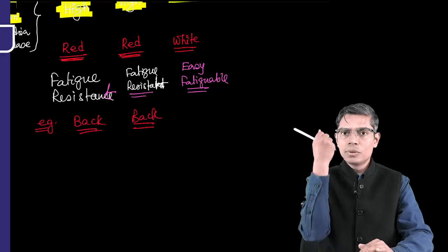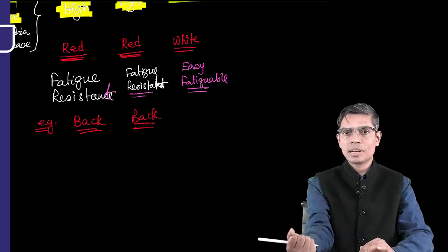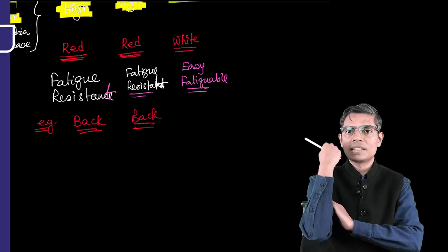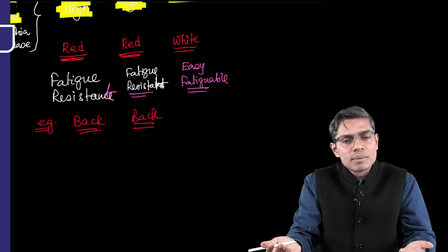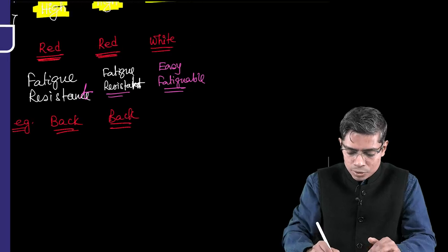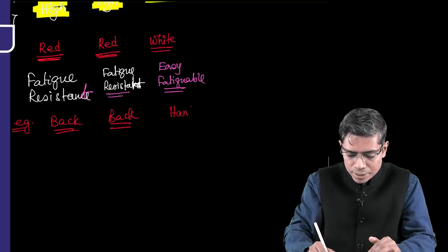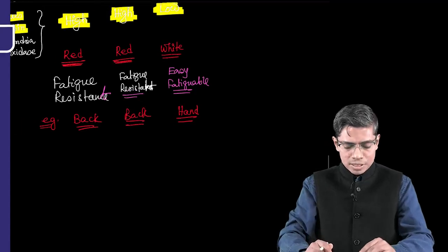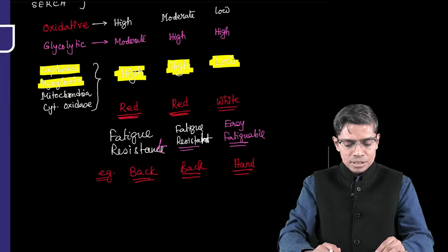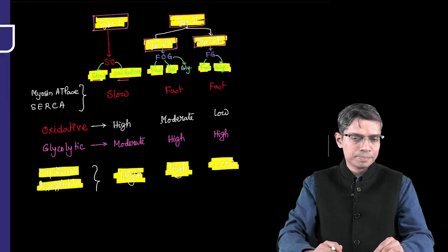But if I do exercise with a 5 kilogram weight with the help of the biceps or triceps muscle or these muscles of the hand, they will easily get fatigued after 5 to 10 minutes because they are predominantly white muscle fiber. So the muscles on your hand are white muscle fiber. Getting my point? This way you have to remember the difference between different types of muscle fiber.